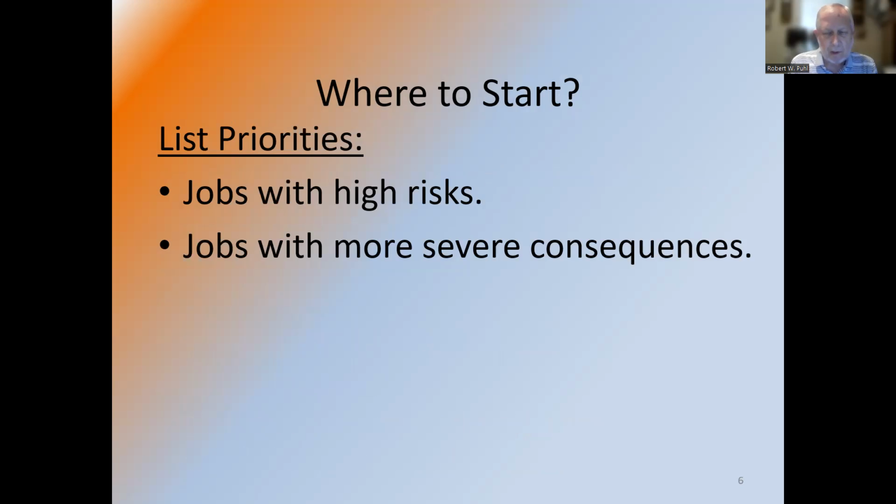If you look at the OSHA log and you find out that you've had 12 injuries in this department and 4 of them were on machine 2, well, maybe you want to look at machine 2 to see what's going on there. And also jobs with more severe consequences. When you find out that, gee, the risk here is you might get 2 stitches in your finger, the risk over here is you might lose your arm. So you'll look at that too.